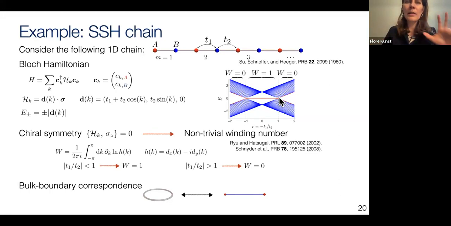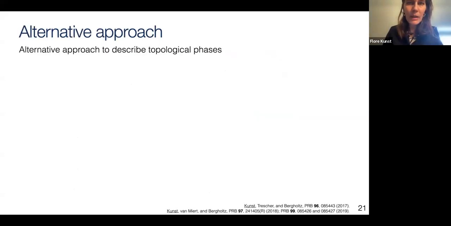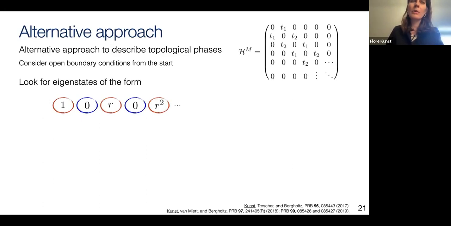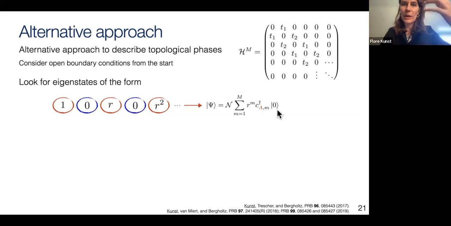And what I want to advertise now is that one can also get this information using an alternative approach. We take open boundary conditions from the start, and here I write what representation I then pick for the Hamiltonian matrix, and then we will look for eigenstates of the following form. These red and blue circles correspond to the A and B sublattices, and what I write inside are the amplitudes of the eigenstate I'm looking for, which you can write in this way, but more compactly in this form. Here N is the normalization, m labels the unit cell, and you can see this only has non-zero weight on the A sublattice. And it goes with this vector of r.